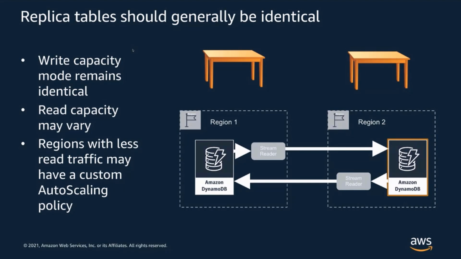You can imagine you might have your original application in your beginning region and it's really popular. You have millions of users. You launch in a new region and now you only have thousands of users. So they don't read as much as the first table did. So you can go ahead and set up a custom auto scaling policy within the app auto scaling construct and put a different auto scaling policy onto the read side of a region 2 table, for example, to optimize your spend.